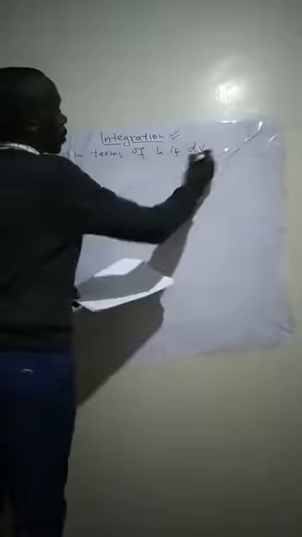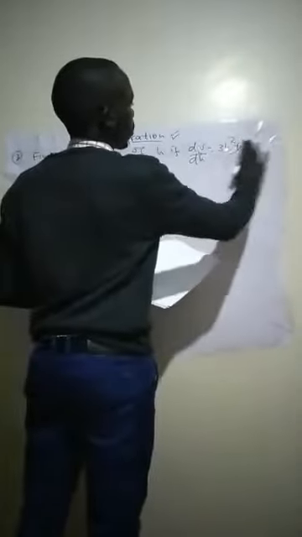So number 3, find V in terms of H if dV over dH is equal to 3h squared plus 4, and V is equal to 9 when H is equal to 1. So find V in terms of H if dV over dH, the derivative of V with respect to H, is equal to 3h squared plus 4, and V is equal to 9 when H is equal to 1.